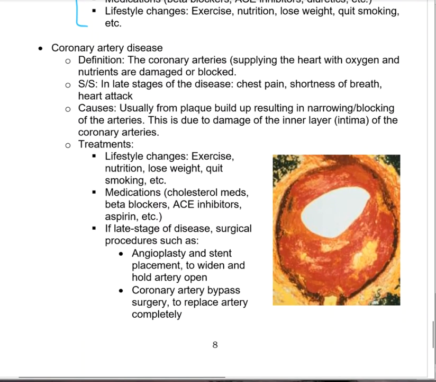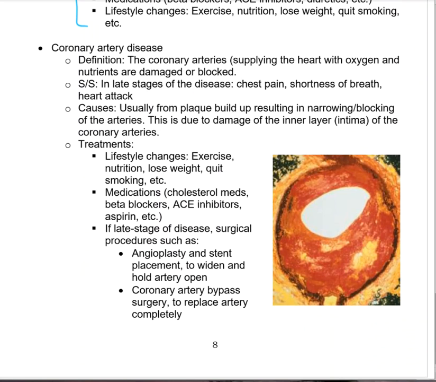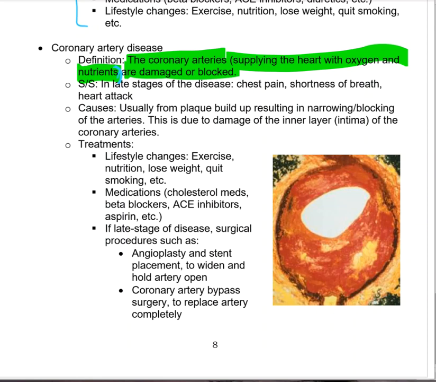All right, now we have our second one, which is another big one, which is coronary artery disease. The definition of it is that the coronary arteries that supply the heart with oxygen and nutrients, there should be a closed parenthesis there, are damaged or blocked. Okay.